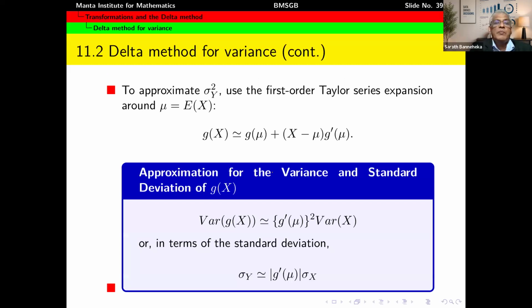There can be some situations where mu is not defined, like in a Cauchy distribution. So excluding that kind of special type of distribution, for which the mean doesn't exist and the variance doesn't exist, for all other random variables with distributions where the mean and the variance exist, this result can be used regardless of the actual distribution. As long as we know an expression for the variance of x, we can get this approximation for the variance of g(x).